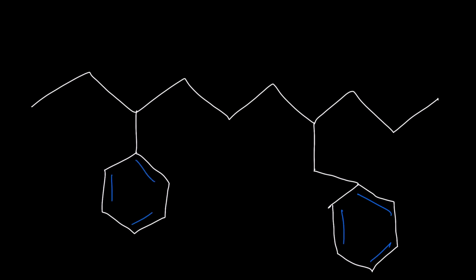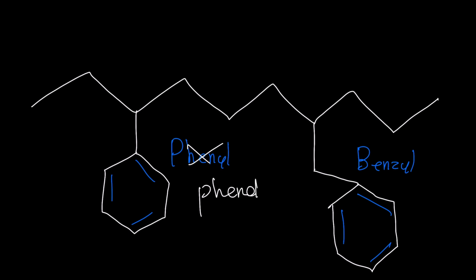Notice the difference between these two substituents. One is just a normal benzene group. The other is a benzene group with an extra carbon here. This is called a phenyl substituent, and this is called a benzyl substituent. A benzyl substituent has an extra carbon. The phenyl doesn't. And this is not the same thing as phenol, which was a benzene ring with an alcohol OH group attached to it. So make sure you don't confuse those two.